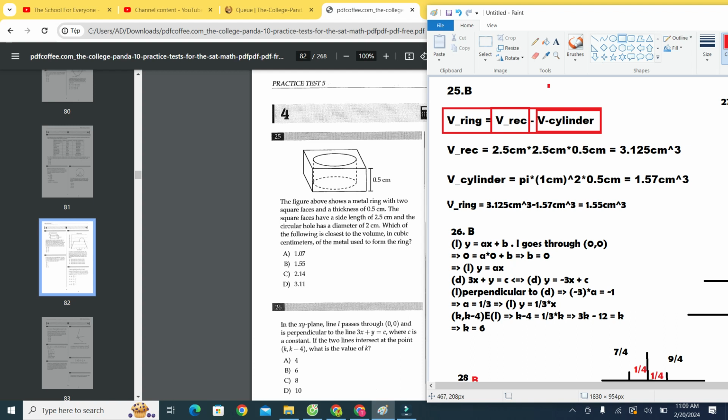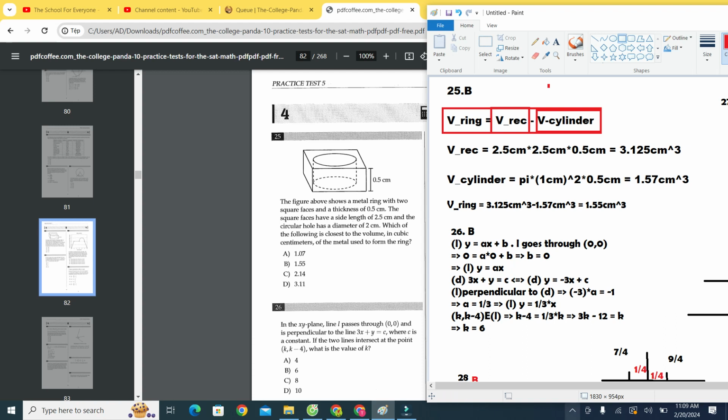The volume of the rectangle is just simply the height times the width times the length, right? So it's 2.5 times 2.5 times 0.5, and that's going to equal 3.125 centimeter cube. And then we have to calculate the volume of the cylinder.